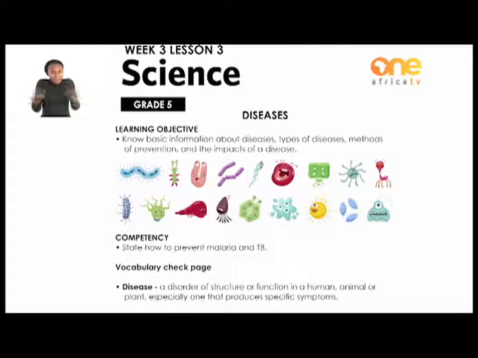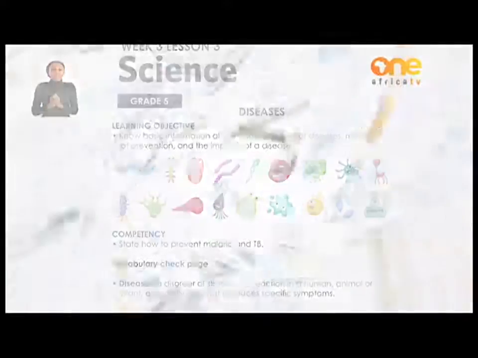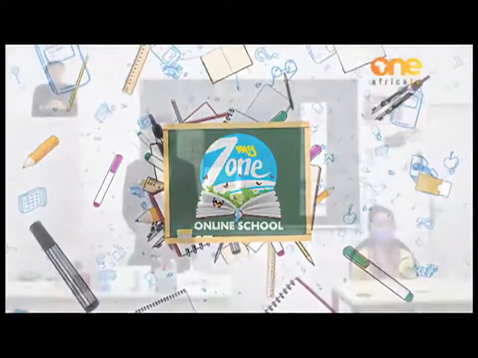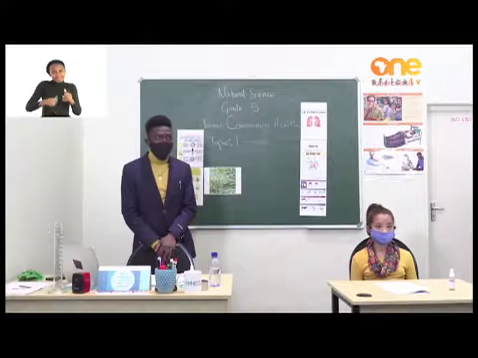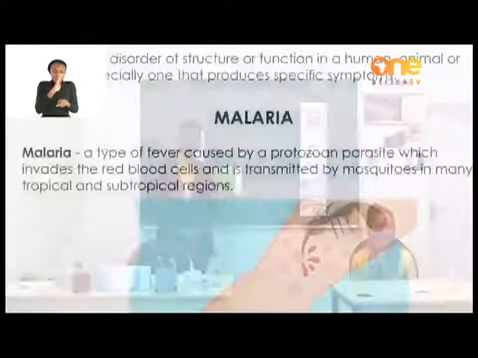We'll begin by checking our vocabulary, which today's word is disease. A disease: a disorder of structure or function in a human, animal, or plant, especially one that produces specific symptoms or signs. Today's lesson is on diseases. We'll be focusing on malaria and TB. Let us look at malaria.